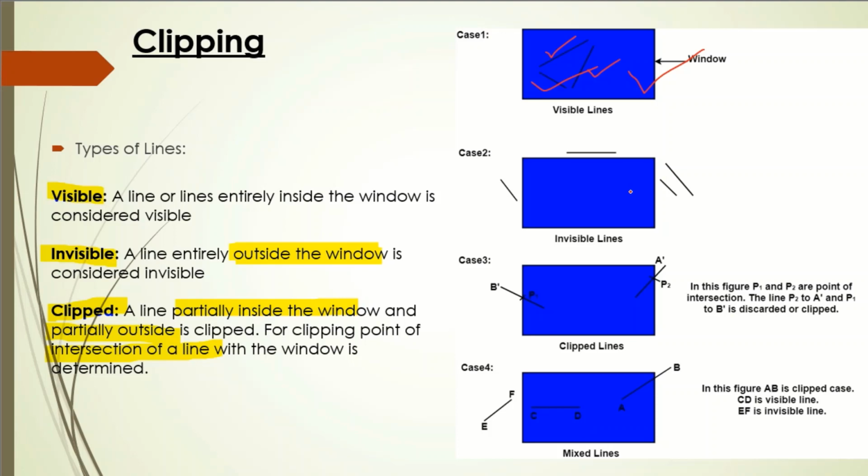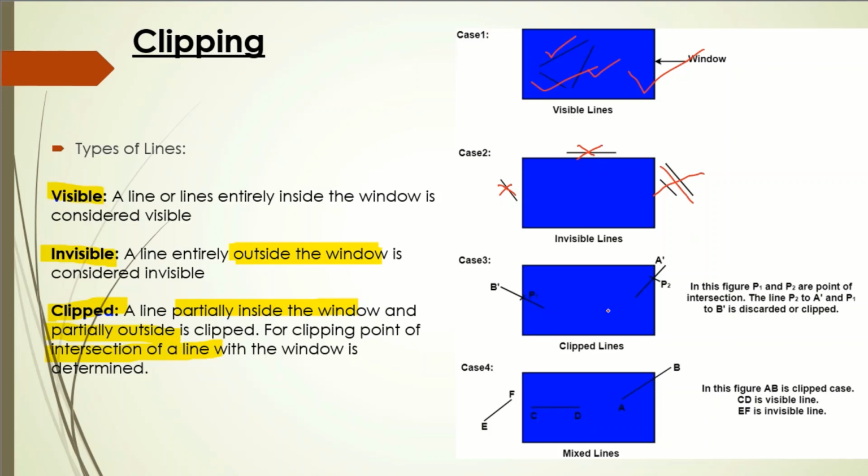And then case number 2. Those lines are totally outside of this clipping window, so it is considered as an invisible line. Because this line is totally outside, it will be removed. This line also will be removed because it's totally outside. And then these 2 lines here also will be removed because they are totally outside of this clipping window.